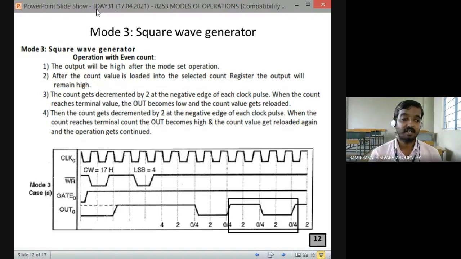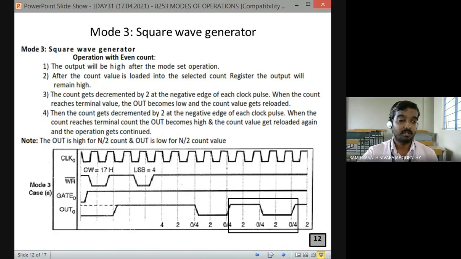For a fixed clock input, நல்லா கவனிக்கணும், for a fixed clock input, how the frequency of the output can vary. எதை பொறுத்து வேரி ஆகும், இந்த ஸ்கொயர் வேவ் ஃபார்மோட ஃப்ரீக்வென்சி எதை பொறுத்து வேரி ஆகும்? Yes, very good. Loaded count value, very good, super. It depends upon the count value what I am loading into the register, correct? Okay, so can we have a relation?